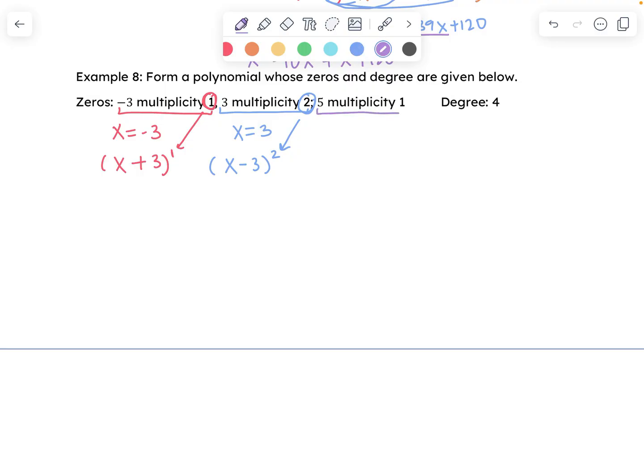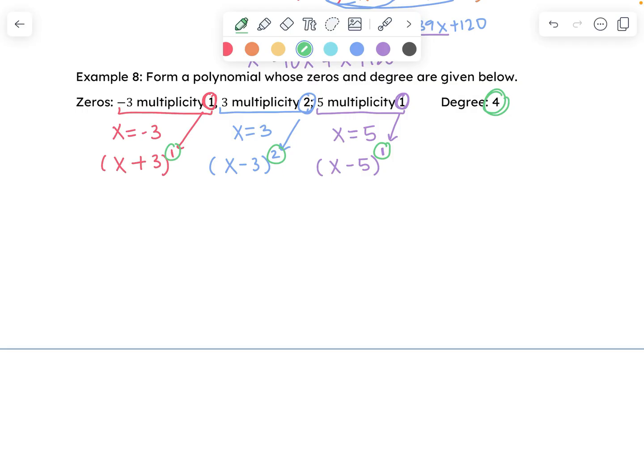And then 5 with the multiplicity of 1, that means x equals 5. My parentheses would be x minus 5, and the multiplicity of 1 would just be a 1. So if we're looking for that degree of 4, I would have 1 plus 2 plus 1, which would get me to that 4. So whenever it says multiplicity, they're just telling you what the degree is for that specific parentheses.